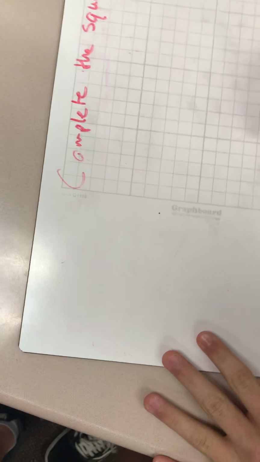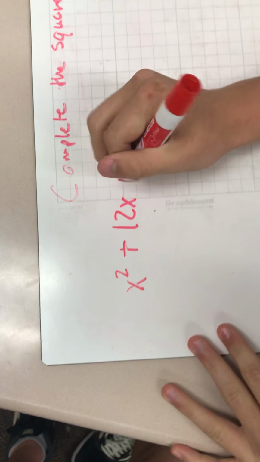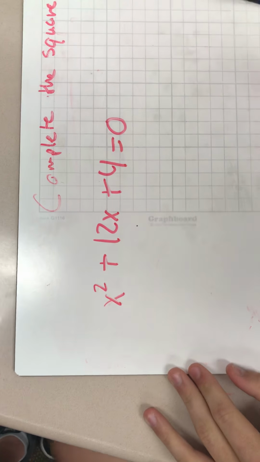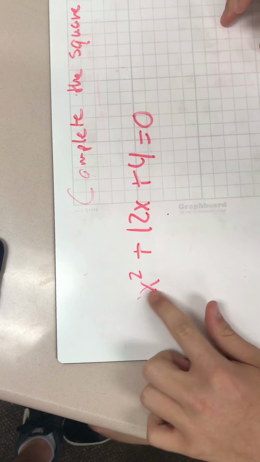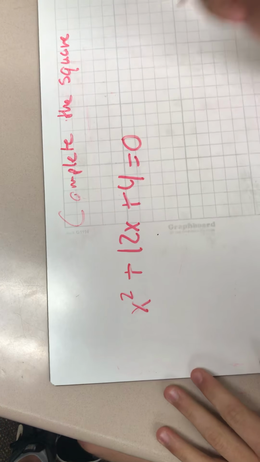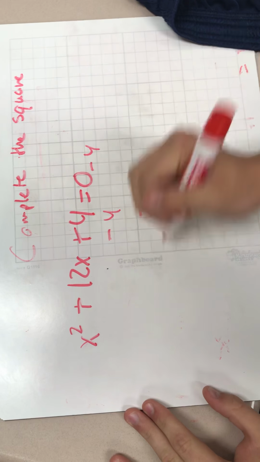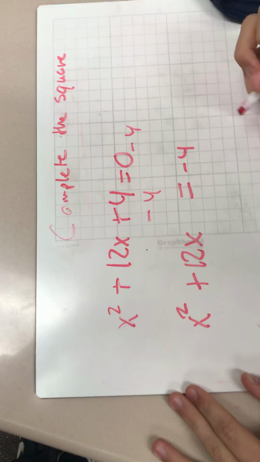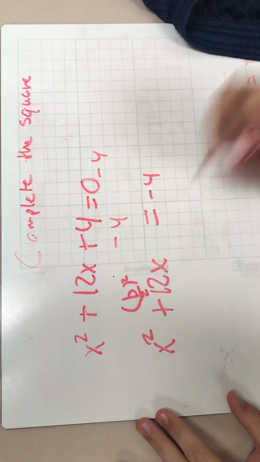Next, we're going to do the equation x squared plus 12x plus 4 is equal to 0. And now, as with the last one, we also have a coefficient of 1. We're not going to be dividing, so we move our constant to the right, minus 4 on both sides. We rewrite the equation, x squared plus 12x. Now we're going to do the same value of b over 2 squared.